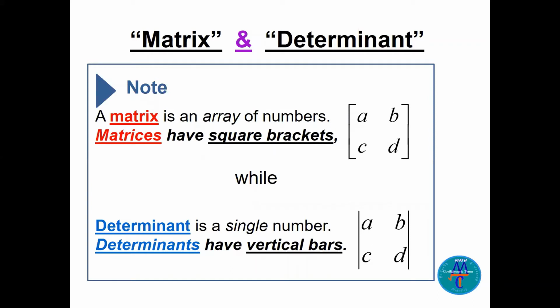Now, this is an important slide where we show the difference between the matrix and the determinant. It's very important. Note that the matrix is an array of numbers. So the matrix has square brackets. So these are the square brackets, A, B, C, D. 4 numbers are there. While the determinant is a single number. It's a real number with 2 vertical bars like this. So this is completely different. The one down here is a number, and this is a matrix.